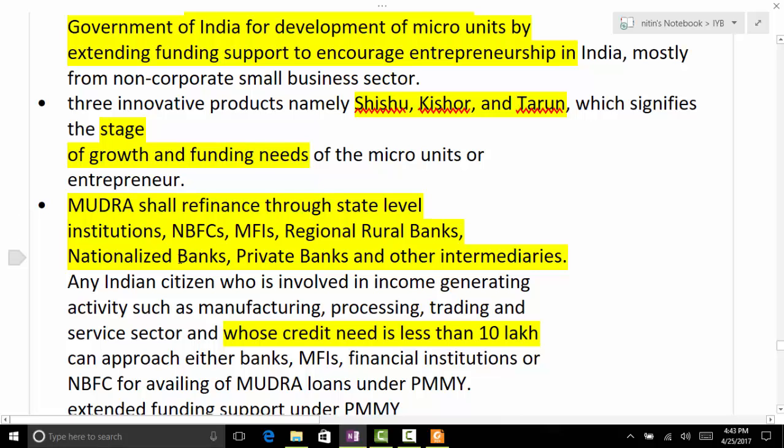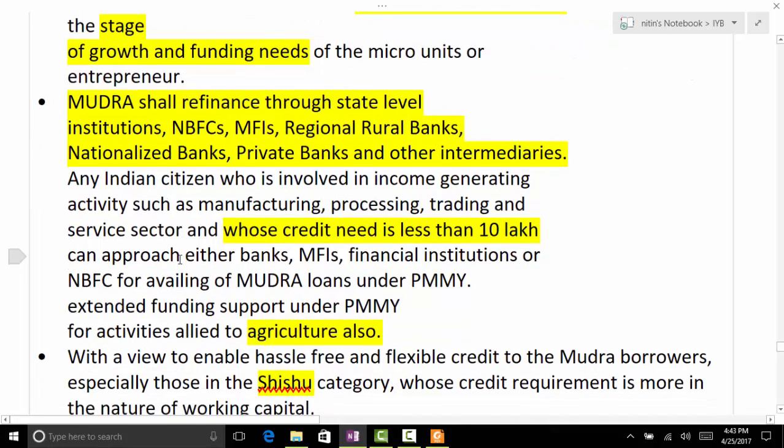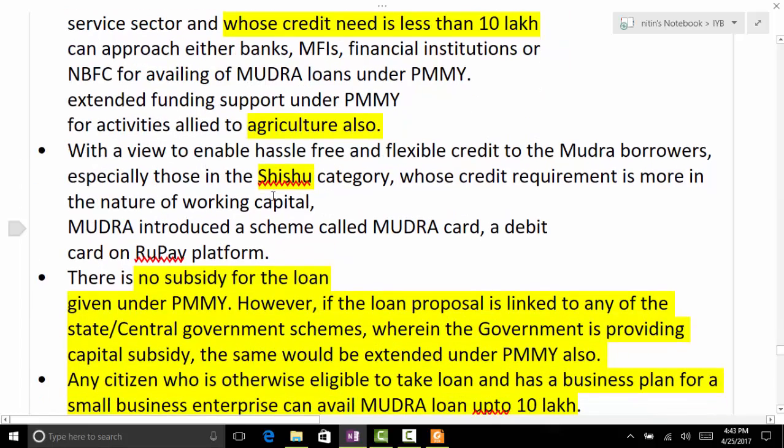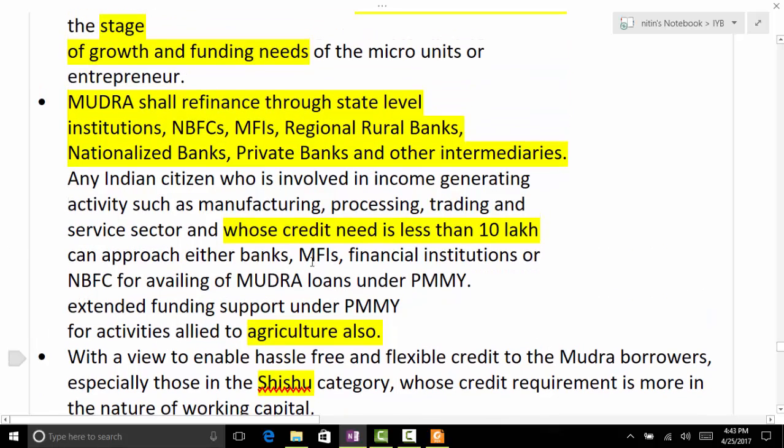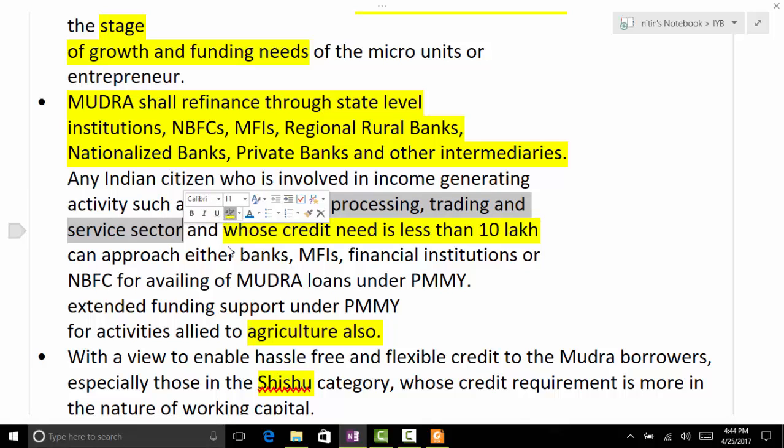What will they refinance through? State level institutions, NBFCs, MFIs. So Mudra will refinance those institutions which are financing the MSMEs. Now agriculture has also been included, so remember this point. Funding support will not only go to manufacturing, processing, trading and the service sector, but also to allied agriculture activities, not direct agriculture.